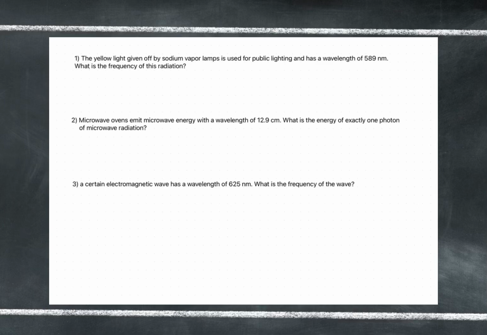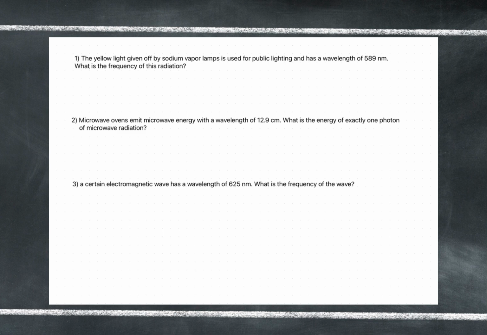Okay, so here we go on our first practice problem. Our first one reads, the yellow light given off by sodium vapor lamps is used for public lighting and has a wavelength of 589 nanometers. What is the frequency of this radiation?